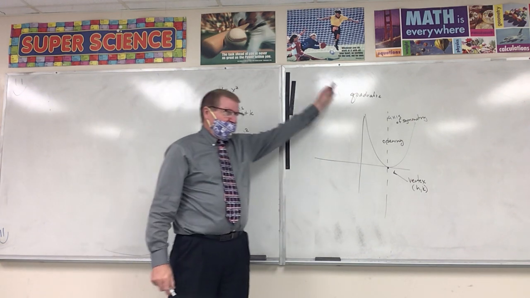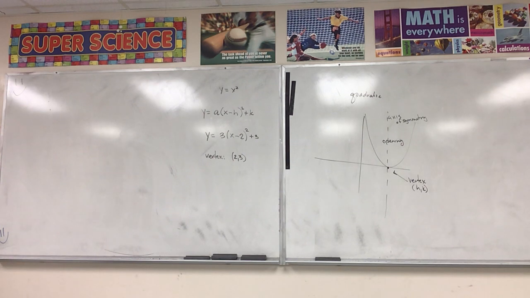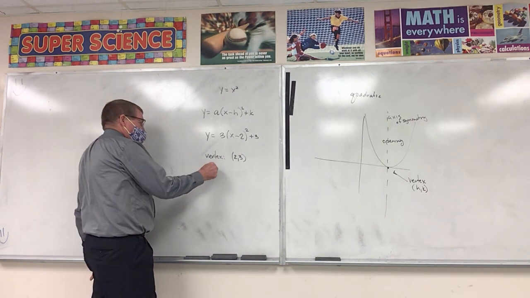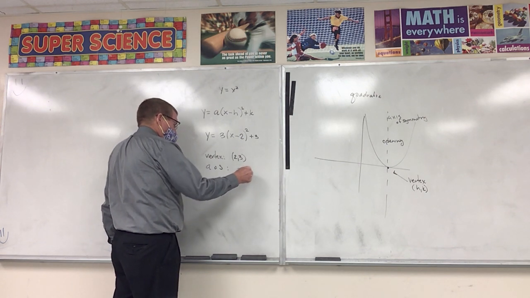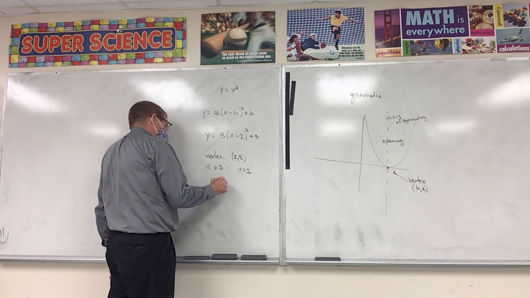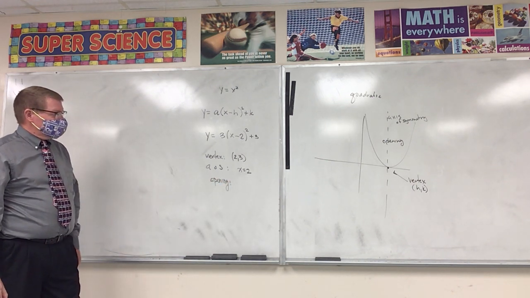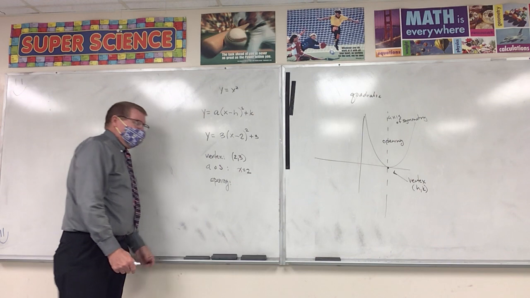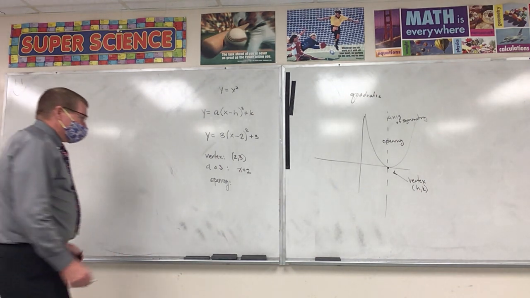Axis of symmetry is a vertical line. How do I write an equation for a vertical line? x equals. So therefore my axis of symmetry is x equals 2. My opening: how does it open, up or down? Up. Alright?